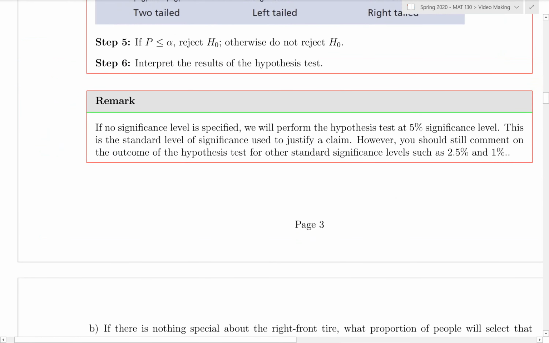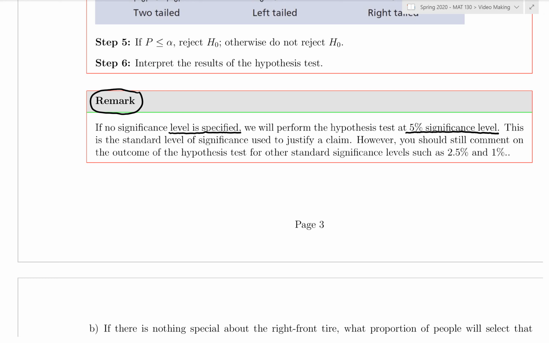All right, so there's one thing I'd like to point out here. What we're going to realize is when we are doing hypothesis testing, it's not always that the significance level is going to be specified. Right? So in certain examples, the significance level will be specified. In certain ones, they will not. If there's no significance level specified, we will go ahead and do our hypothesis testing at 5% significance level. All right? So this is the standard level of significance that has been agreed upon to justify a claim. So that's what we're going to stick to.